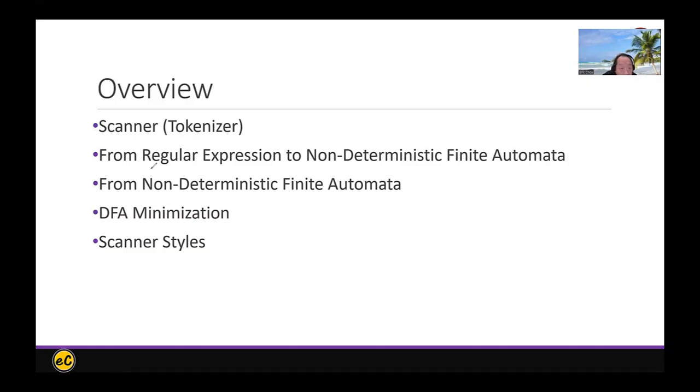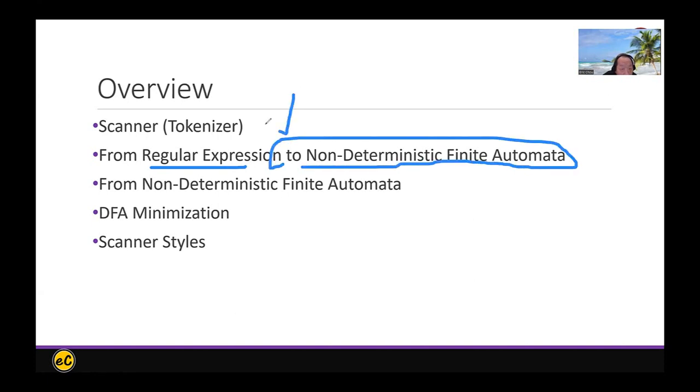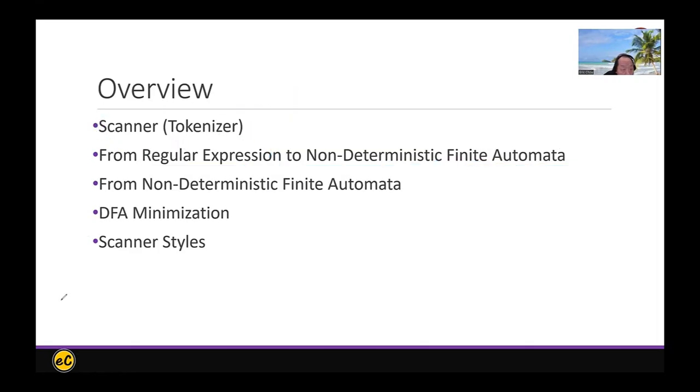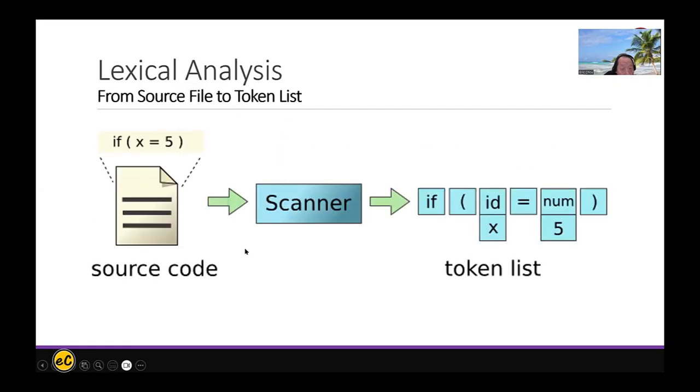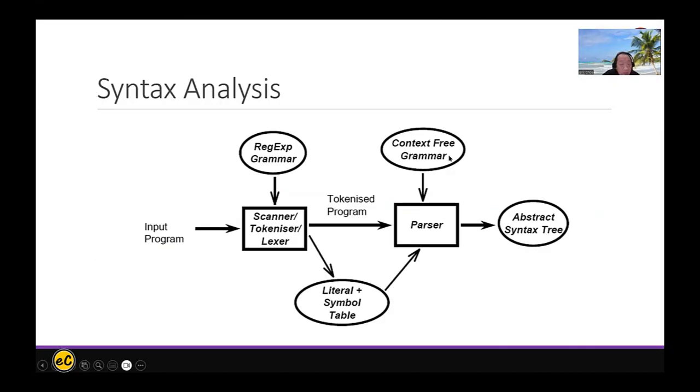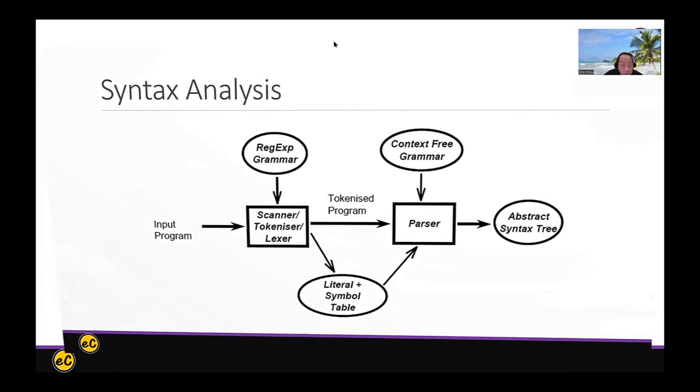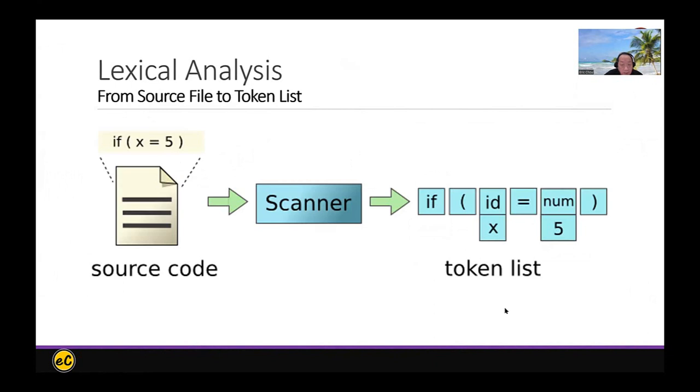So what we want to do is let's do it by regular expression or non-deterministic finite state machine. So how do we design a scanner? You basically want to do lexical analysis. So if x equals 5, you generate this. Let's look at a simple example to demonstrate how to do this kind of tokenization.